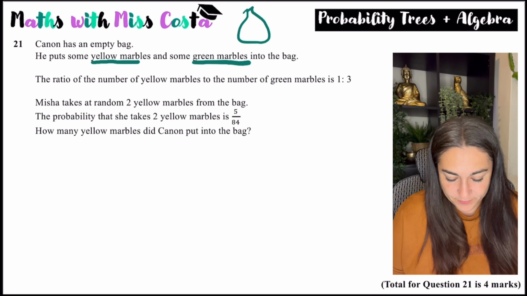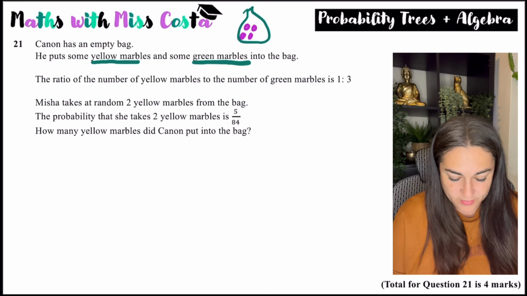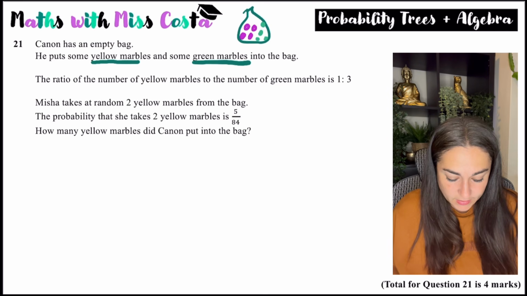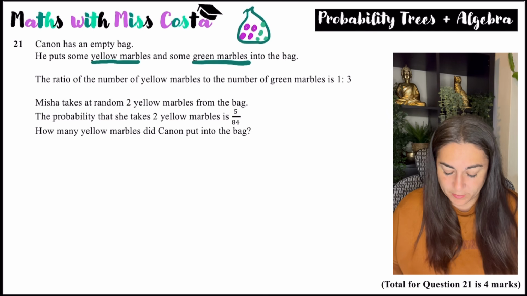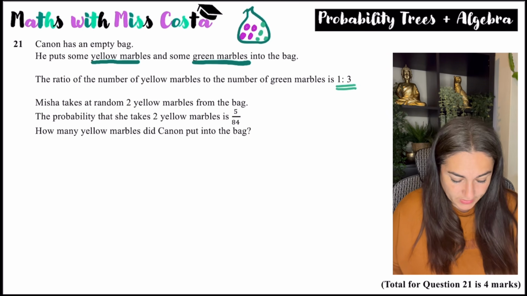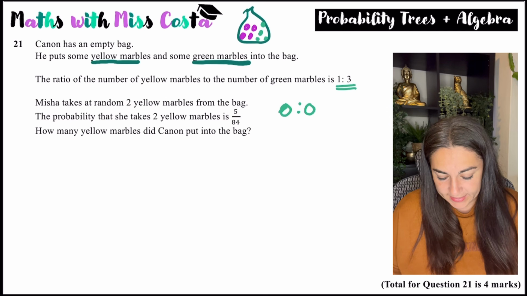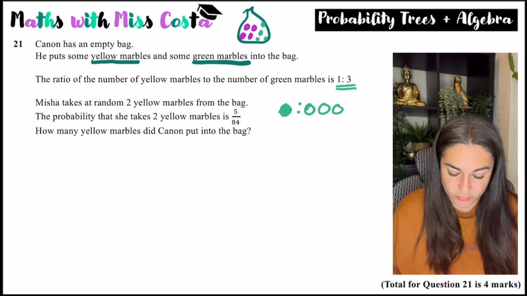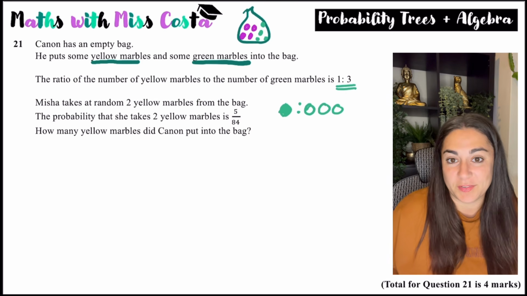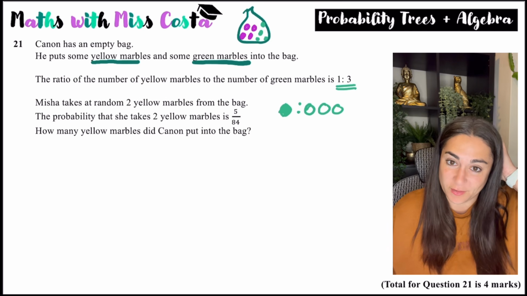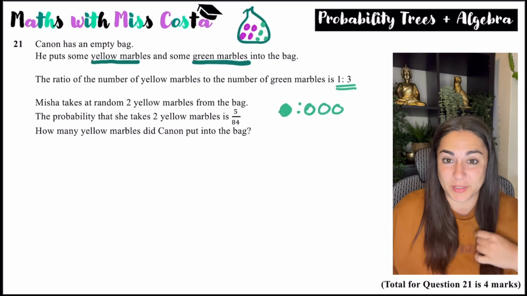We've got a bag and it's filled with, well, I don't have yellow, but an unknown quantity of yellow and an unknown quantity of green marbles. The ratio of the number of yellow marbles to the number of green marbles is 1 to 3. So let's once again try and visualize that. So 1 yellow marble for every 3 green marbles. Now I haven't actually been given an amount, so what is generally helpful if I don't know the exact value of something is to create an expression for myself.